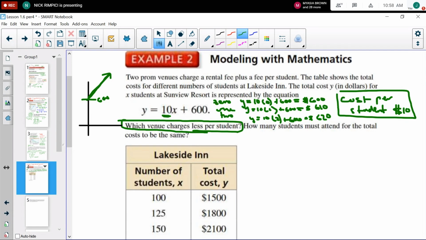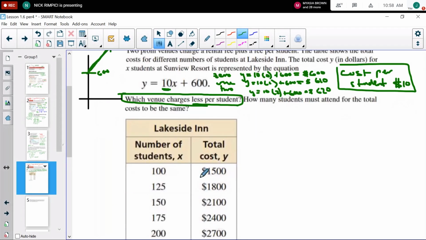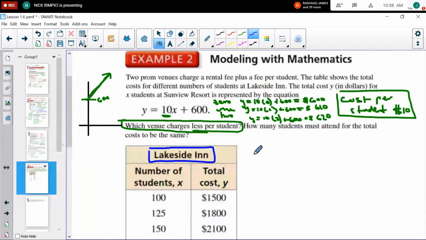So that's fine. The problem is here, this is the issue, the Lakeside Inn. Let me change colors for Lakeside Inn, not to confuse anybody. Let's do Lakeside Inn in blue. Lakeside Inn's a problem because I don't have an equation. I would like to have y equals mx plus b. Once I find M, great, then I know what the cost per student is, and when I find B, I'll know the rental fee. So I want to find these things, and then I can answer A.